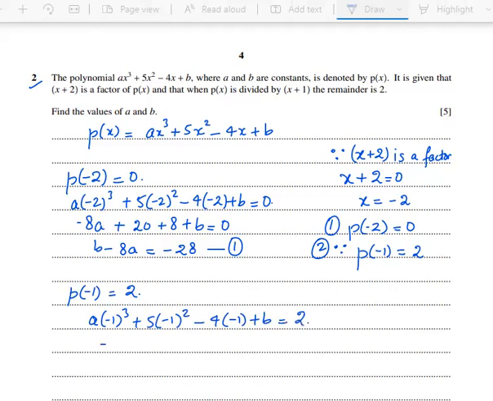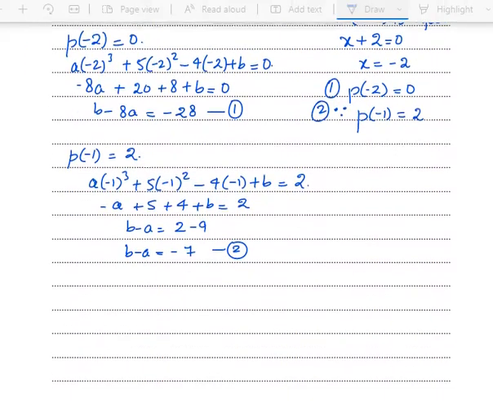So minus 1 cube is minus, so this is minus a. Minus 1 square is positive 1, into 5 is positive 5. Minus times minus is positive. So this becomes 4 plus b equals 2. And therefore I can write b minus a is equal to 2 minus 9, since 5 plus 4 is 9. If I take 9 to the right hand side, it will become 2 minus 9. And finally, we have b minus a is equal to negative 7. This is equation 2. Okay.